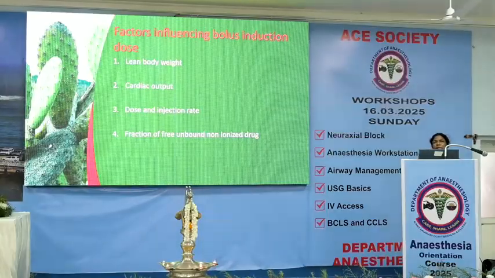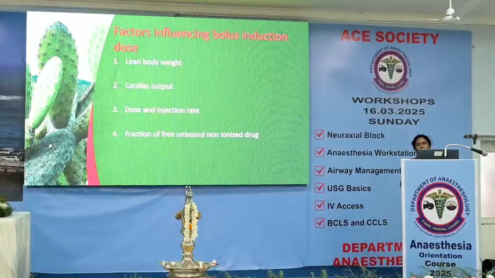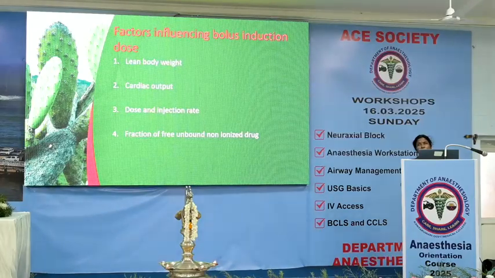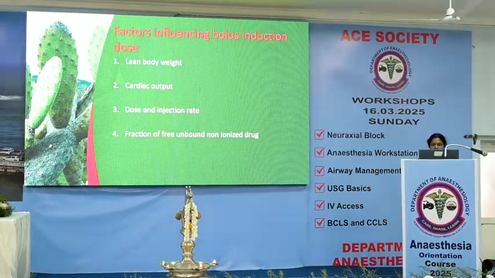What are the factors that influence this bolus induction? One is the lean body weight, the cardiac output, the dose of the drug and the injection rate, and the most important is the fraction of the free, unbound, non-ionized drug. This is the most important one, which determines the induction, and the fraction of the unbound unionized drug will determine the action.